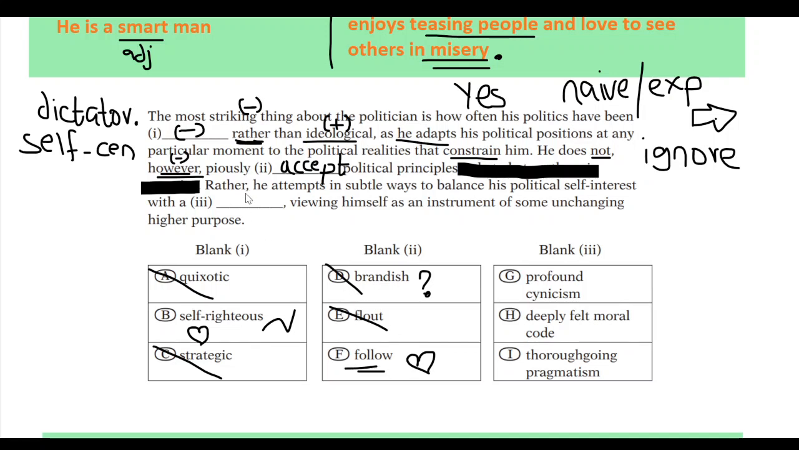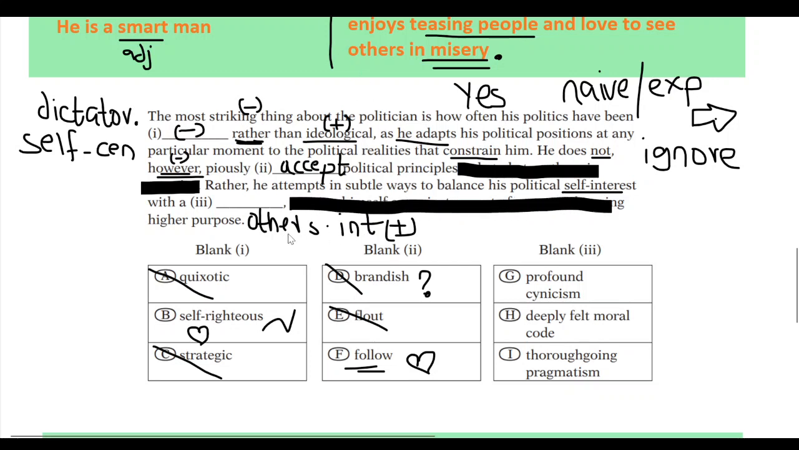Okay, moving on. Rather, he attempts in subtle ways to balance his political self-interest with probably others' interest, or probably something good, I don't know. Viewing himself as, who cares about reading all of this? Since I hate reading and I already have a guess for my blank, who cares about that, right? Okay, profound cynic, is it others' interest or something positive? Doesn't seem like it, cancel it out. Deeply felt moral code, looks positive, I'm gonna keep it. Thoroughgoing pragmatism, ooh, this is also positive.